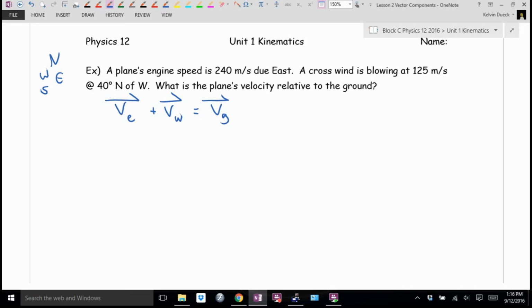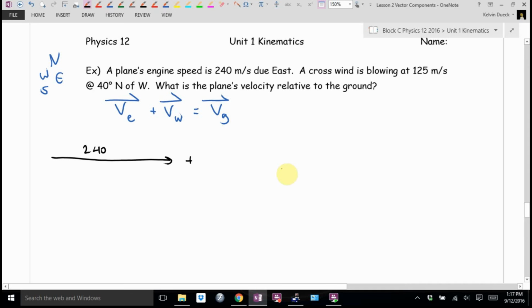Can you read to me the plane's velocity, magnitude, and direction? East. Okay. Plus. Can you read to me the wind's velocity, magnitude, and more importantly, direction? North of what? North of what? What am I going to draw first?